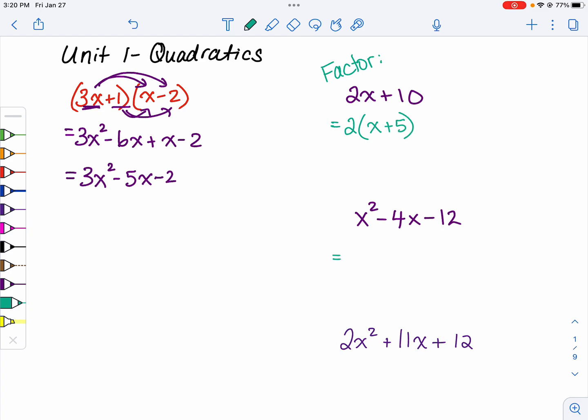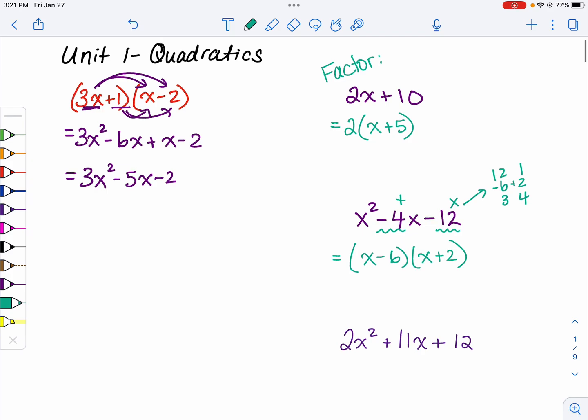Then the next one is a simple trinomial, so it'll become x, what multiplies to negative 12 and what adds to negative 4? So all the things that multiply to 12 are 12 times 1, 6 times 2, 3 times 4. And then we just have to think, okay, which one would add to negative 4? I'm thinking negative 6 plus 2. So it would be x minus 6, x plus 2. That's how we factor a simple trinomial.